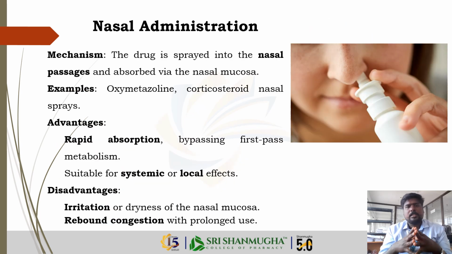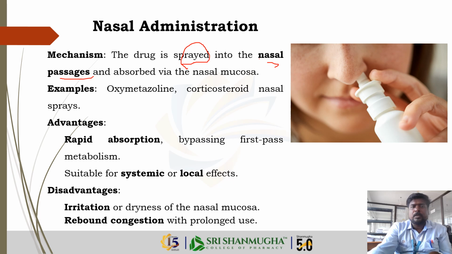Okay. The next route of drug administration is the nasal route of drug administration. The main mechanism of this route is that the drug is sprayed into the nasal passages and absorbed via the nasal mucosa. The nasal mucosa is present in your nose. That is the main absorption area in our system.